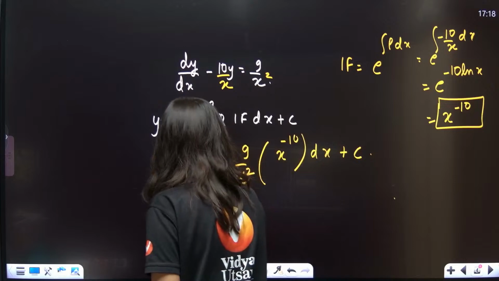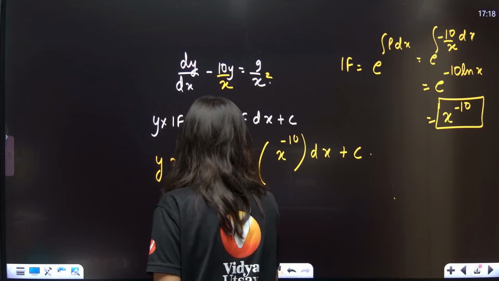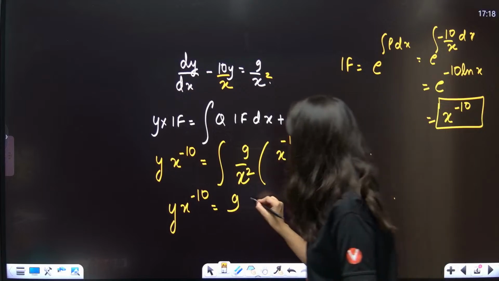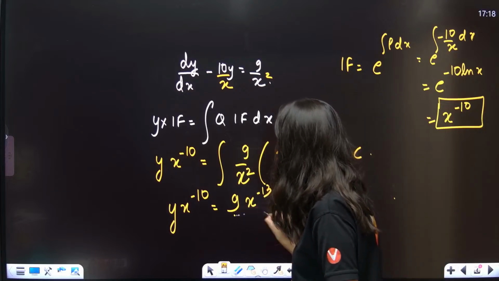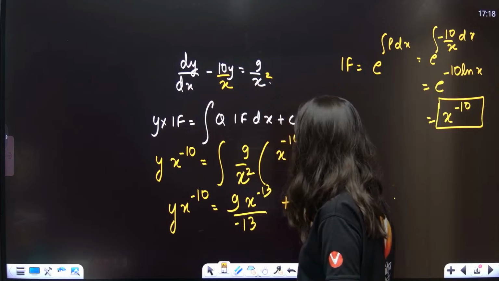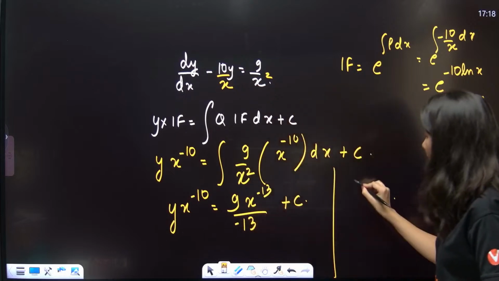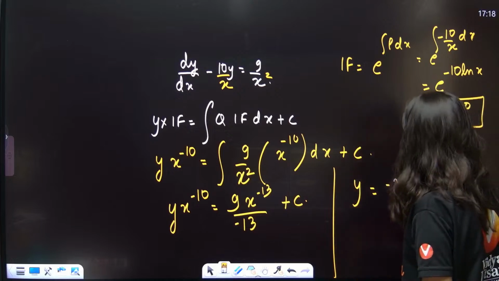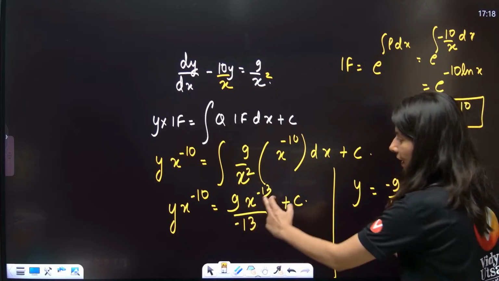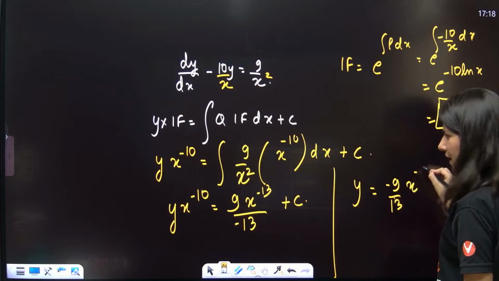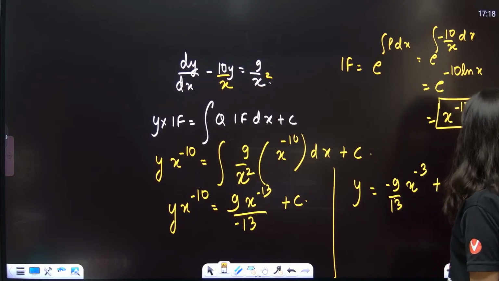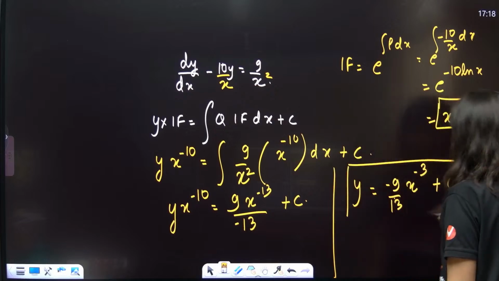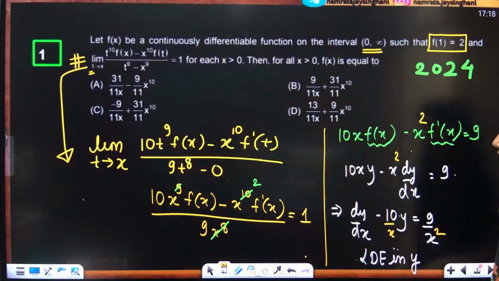So y x raised to power minus 10 is equal to 9, this is x power minus 12. X power minus 12 integration is minus 13 upon minus 13 plus c. So if you solve it, y will be equal to what? Just multiply x power 10. So minus 9 by 13 x power 10. So this is x power minus 3 plus c x power 10. Okay, all right. Yes, you are getting it.